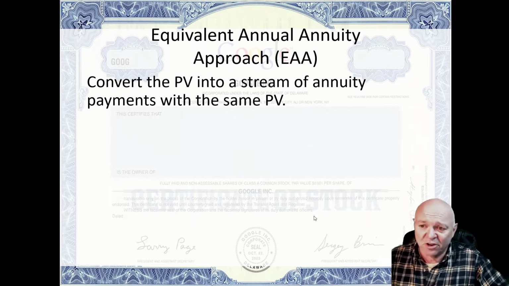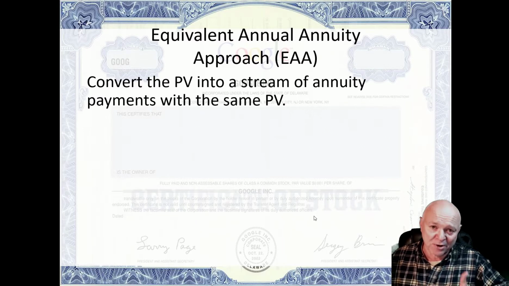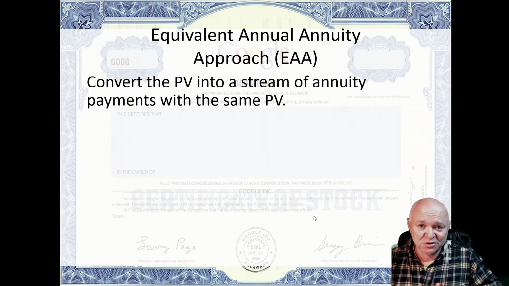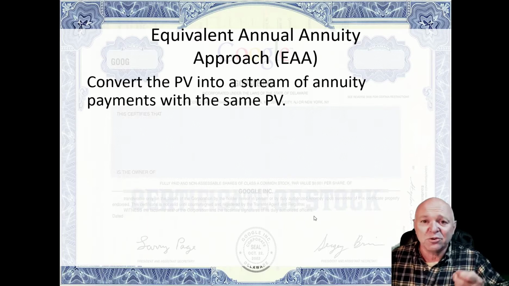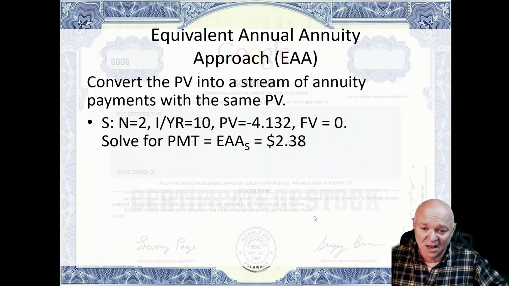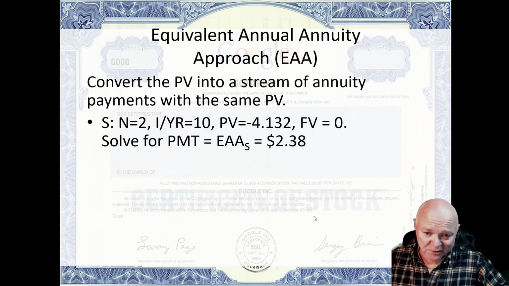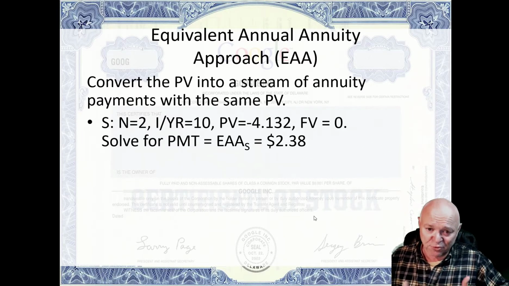The approach we use is called the equivalent annual annuity approach. Essentially, we turn the present value for each of those 2-year or 4-year periods into a standard annual return, a standard annuity. To do that, we put that information into our calculator.